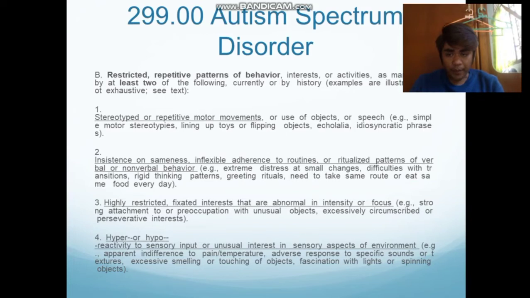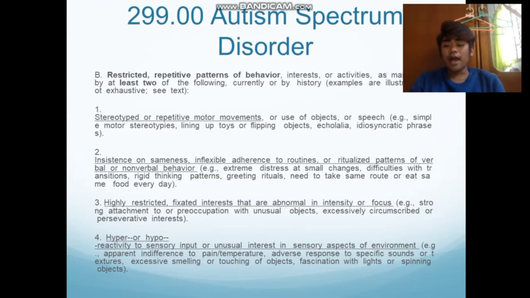And number two, insistence on sameness, inflexible adherence to routines, or ritualized patterns of verbal or nonverbal behavior. Rigid thinking patterns, greeting rituals, the need to take the same route or eat the same food every day. And number three, highly restricted, fixated interests that are abnormal in intensity or focus, such as strong attachment to or preoccupation with unusual objects, or excessively circumscribed or perseverative interests.